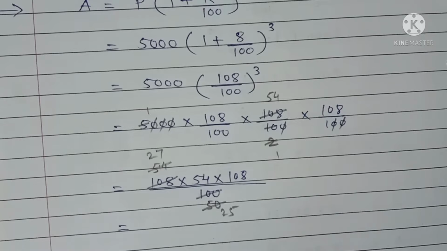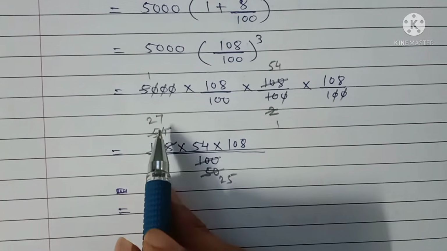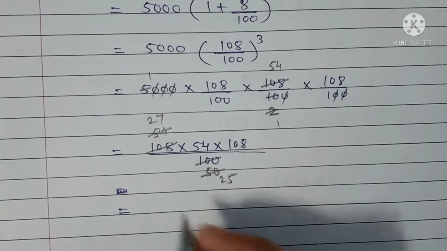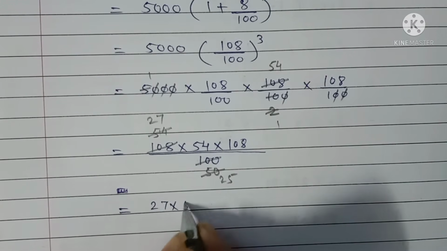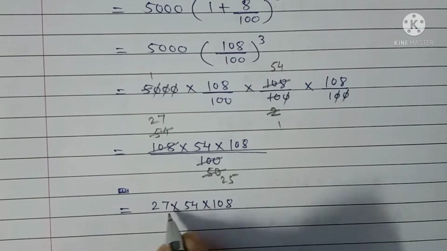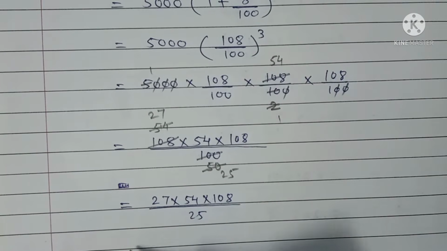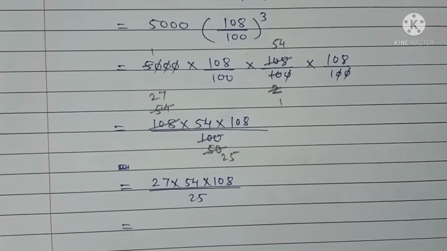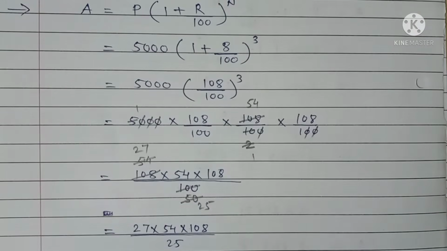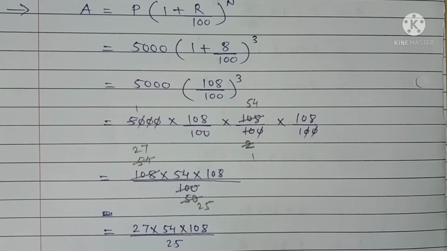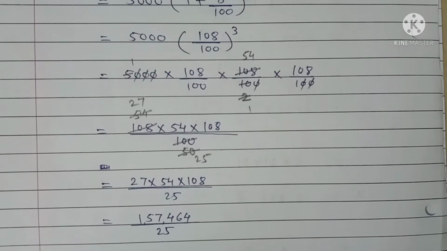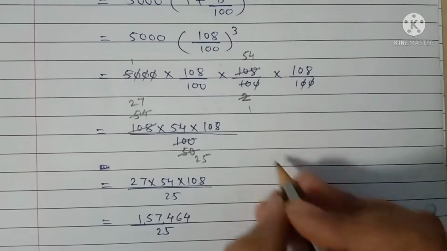Now here what is remaining? 27 multiplied by 54 multiplied by 108, divided by 25. And 27 multiplied by 54 multiplied by 108, their multiplication is 1,57,464 divided by 25.